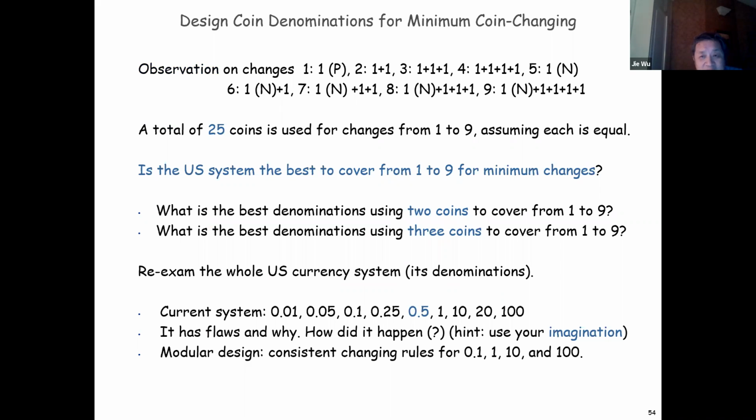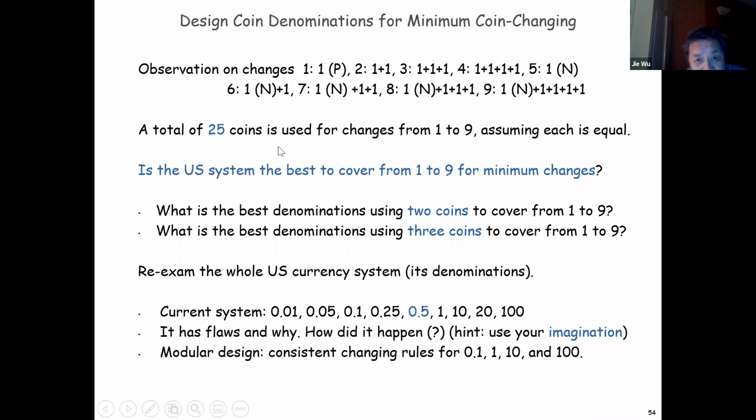Okay, now let's look at one problem. I should go back to my previous problem. I mentioned this one: why in the US are lots of people's pockets full of coins? Maybe you can look at this scenario. You observe all kinds of changes. You can start with 1 to 9. If you want to change 1, you have 1 penny. For 2, you use 2 pennies, so it's 2 coins. 3 is 3, 4 is 4. 5 is okay now, you use a nickel, just 1 coin.